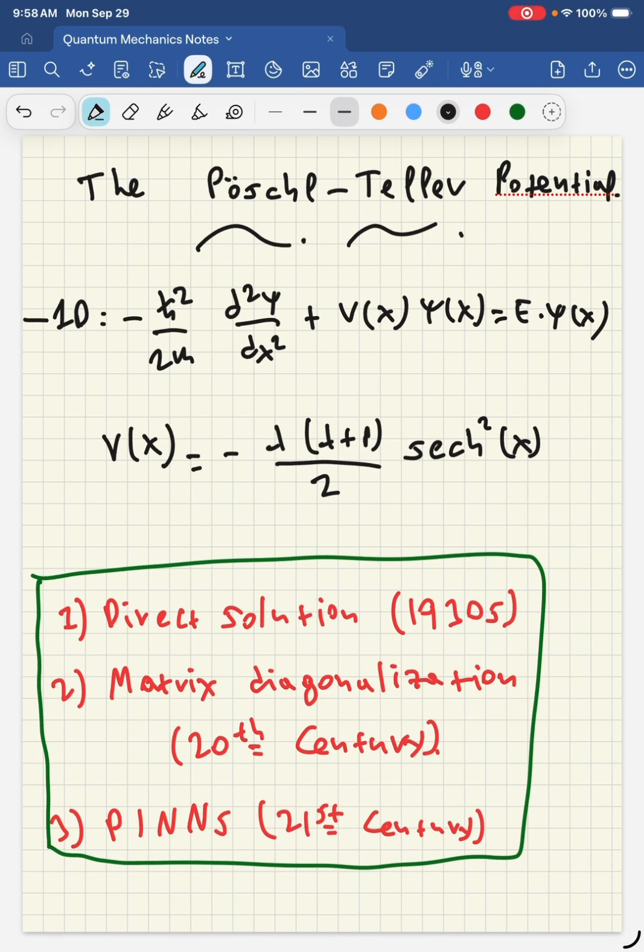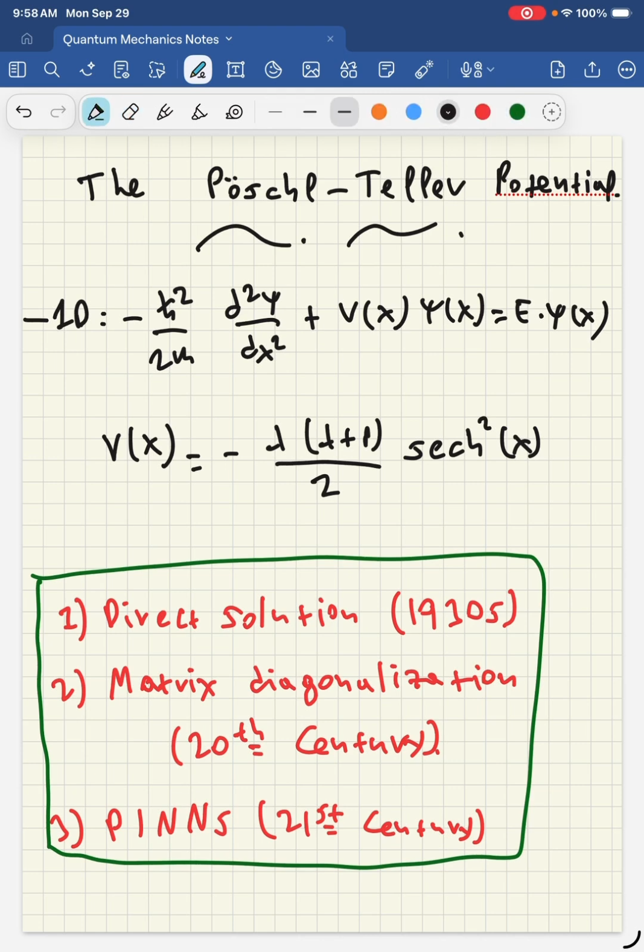We will then solve the same exact equation using matrix diagonalization, which involves expanding the wave function, this thing. We will talk more about it in a while. So we will expand it in a harmonic oscillator basis. We will talk about what that means and how to do it.